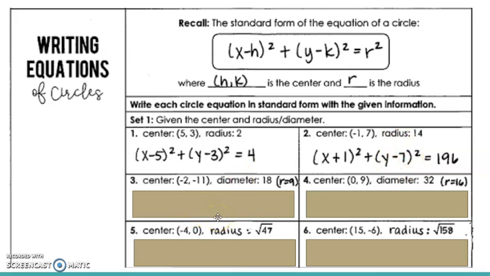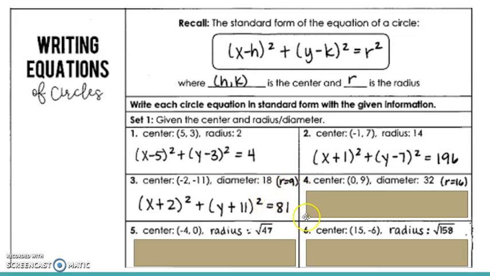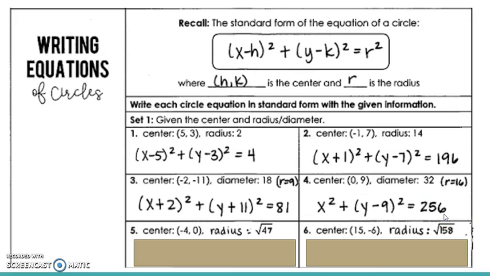Number 3 gives me my diameter in this case, so I need to divide it by 2 to get that my radius is 9. Once I have my radius, it's the same process as 1 and 2. I'm going to plug in my center. In this case, they're both negatives, so I have a +2 and a +11. And then I'm going to square that radius to get my r squared as 81. Number 4, again, they gave me my diameter. I want my radius, so I'm going to cut it in half. When I square it, I get 256 as my r squared.